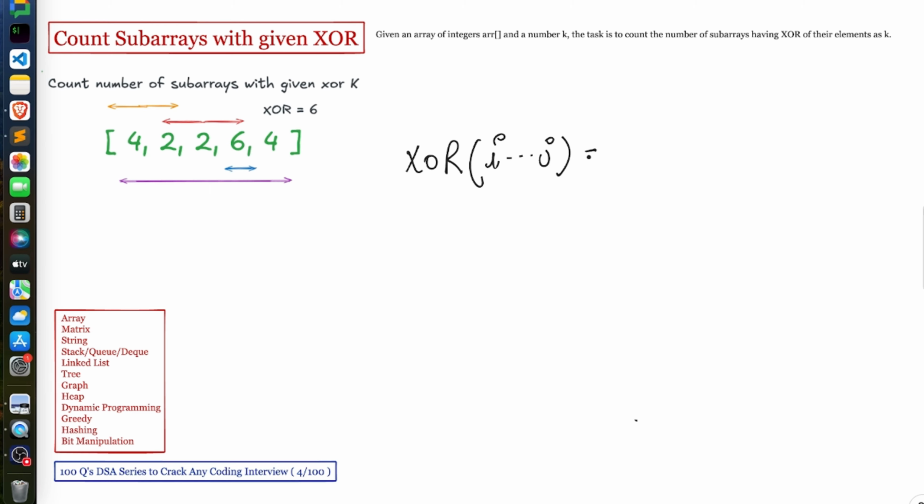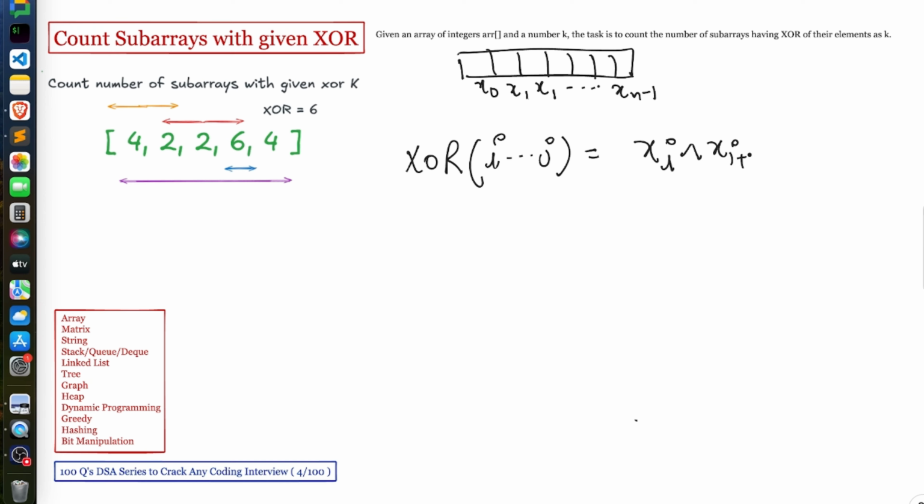And what is the XOR value of i to j? Let's say this is your given array that consists of numbers x0, x1, x2 and so on up to xn minus 1. So the XOR value of i to j is nothing but xi XOR xi plus 1, and so on, up to XOR of xj, right?